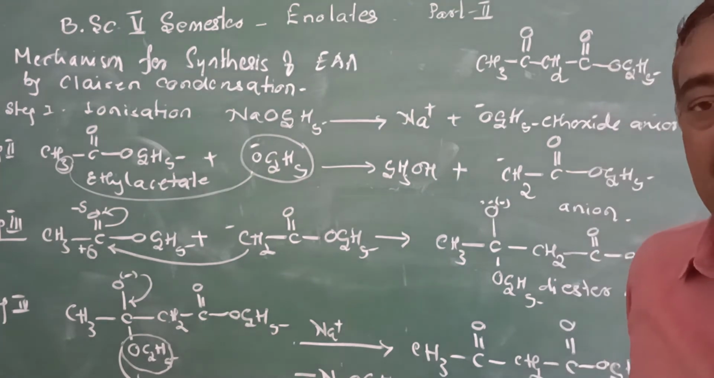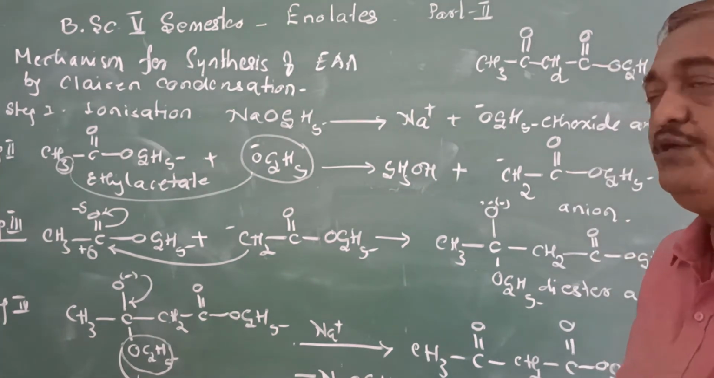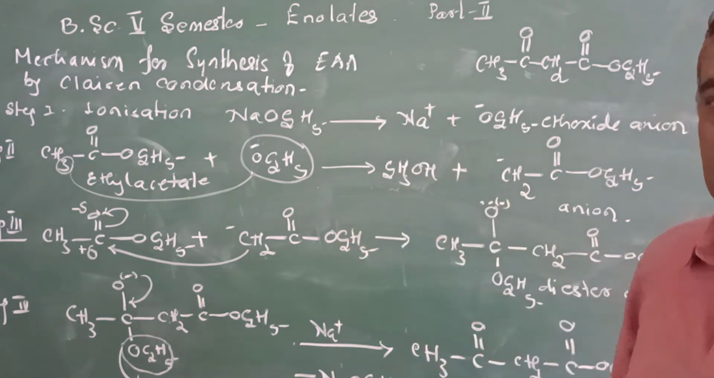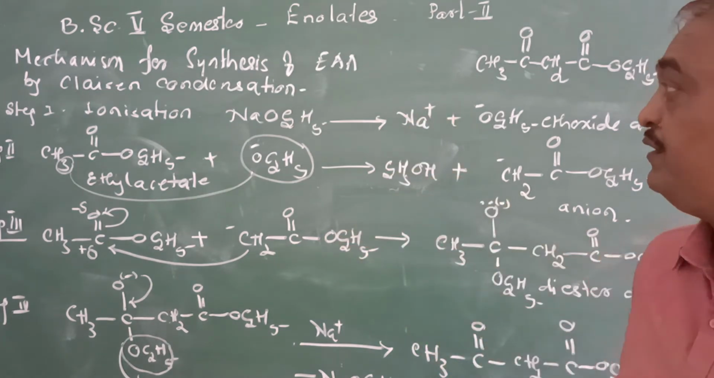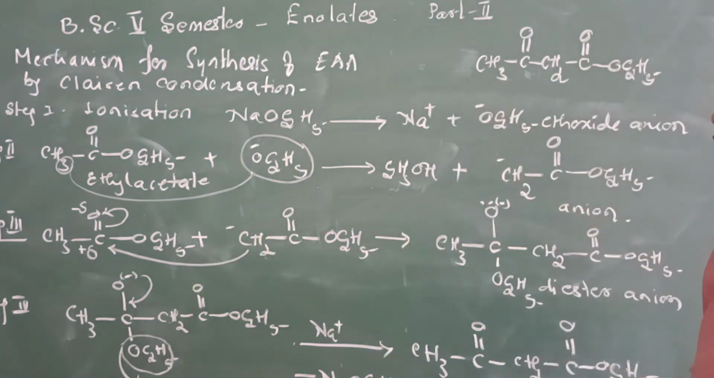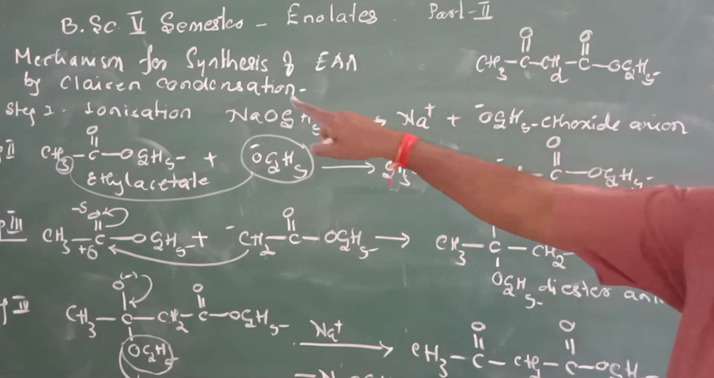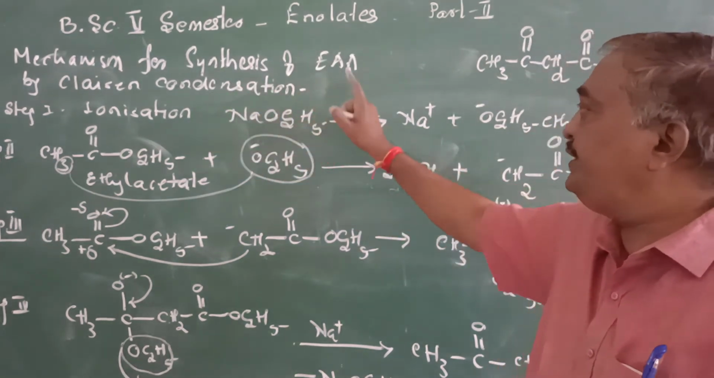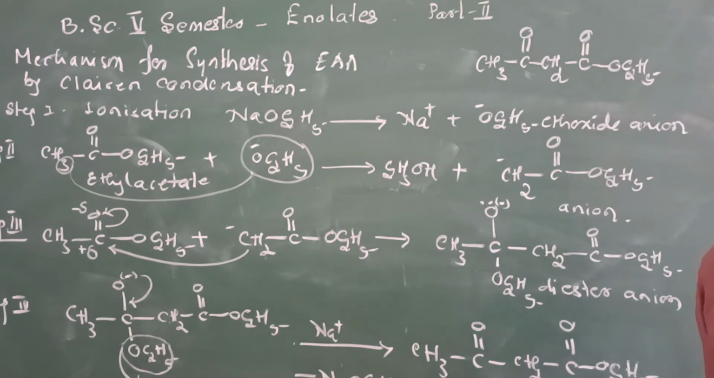for EAA. So for this, first what you have to do is write the first equation, which I have already shown in the previous step. Condensation of 2 molecules of ethyl acetate in presence of sodium ethoxide will form EAA. That is the first step. Then that reaction is to be written. Then followed by that, you have to write the mechanism for synthesis of EAA by Claisen condensation.